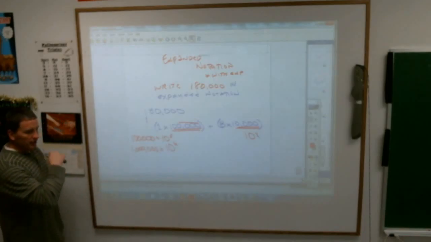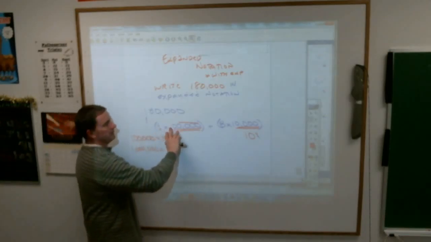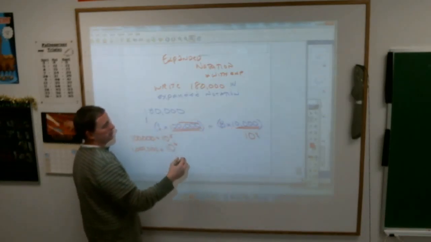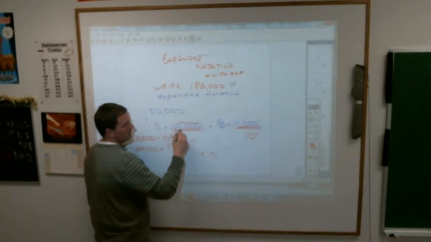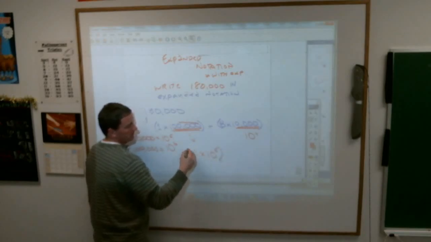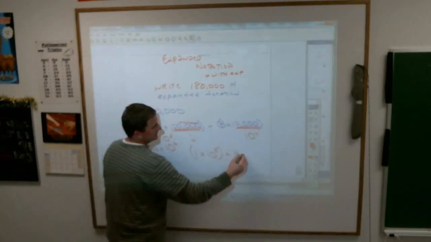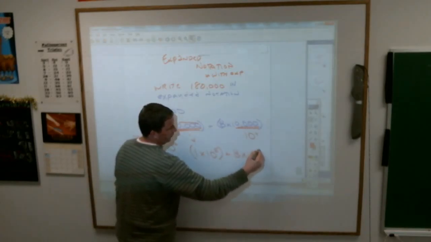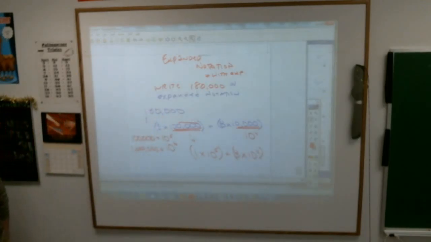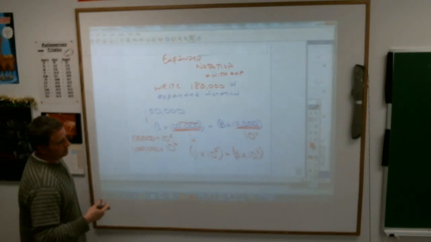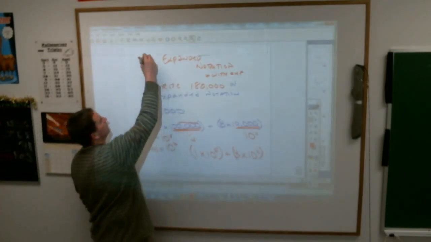So with that thought in mind, writing this using exponents is going to make it a little shorter, because you're going to write this as 1 times 10 to the 5th power plus 8 times 10 to the 4th power. And that is the whole kit and caboodle.